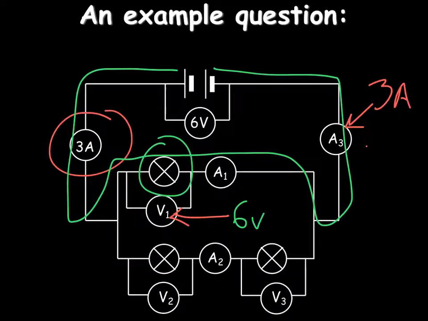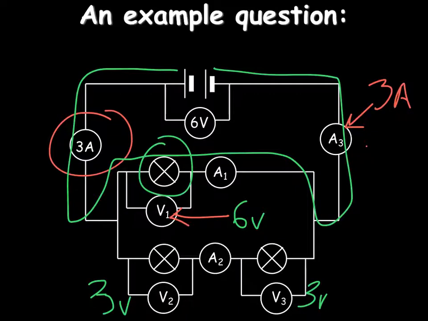Okay, now that makes V2 and V3 also very interesting. As the bulbs are the same, what do you think their voltage will be? Yes, you got it? 3 volts each. That's meant to be a 3. 3 volts each, because they're the same component. If they weren't the same size in resistance, then you wouldn't have 3 volts each. But you have because they are.